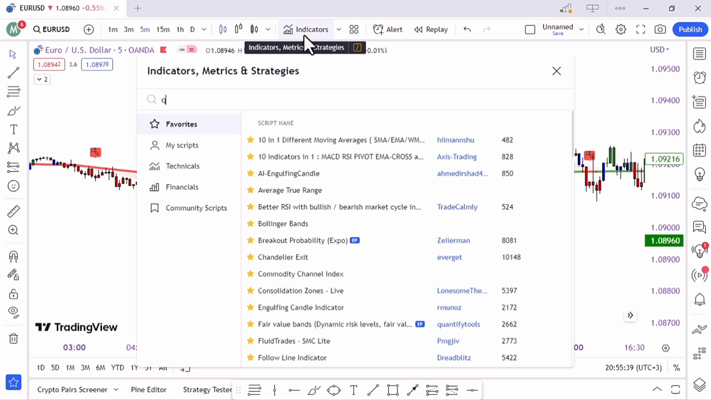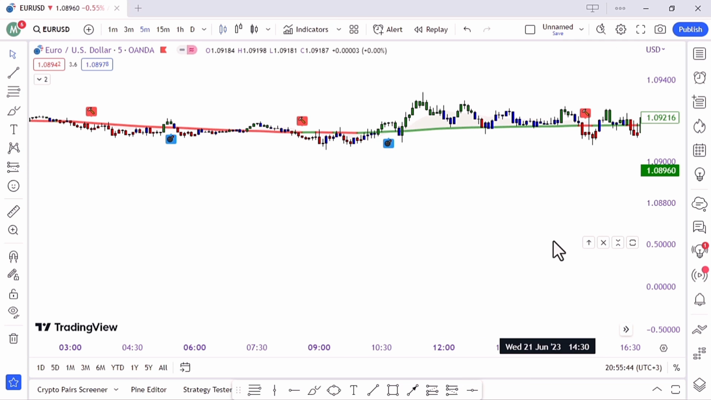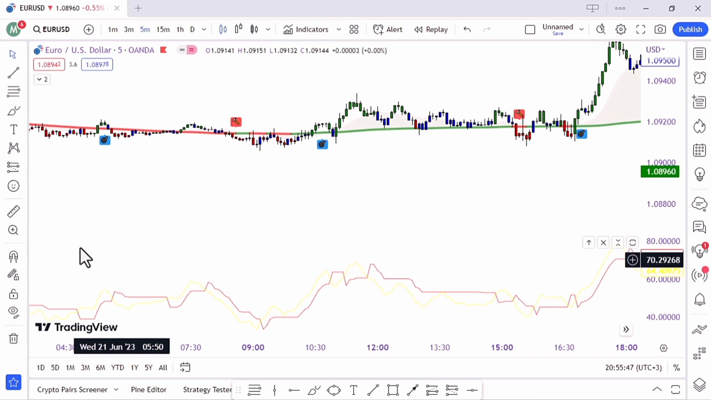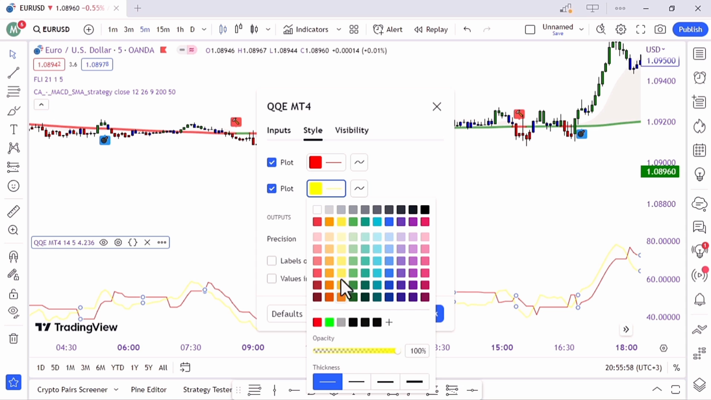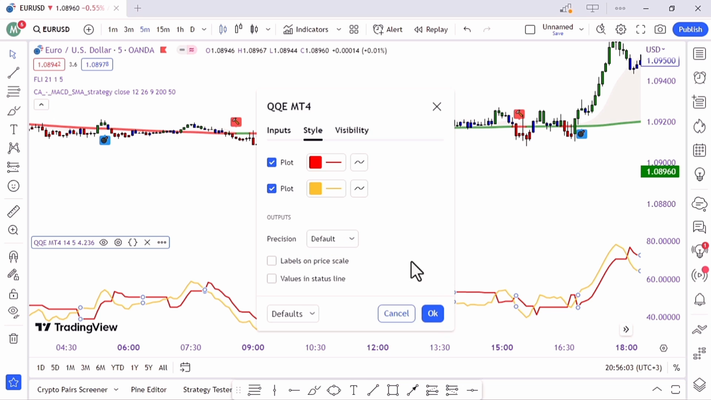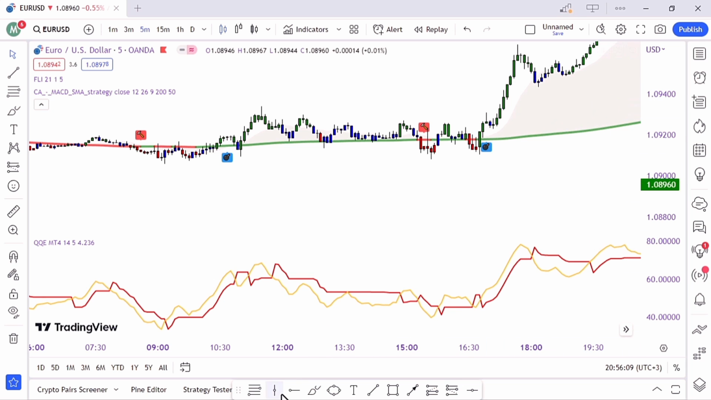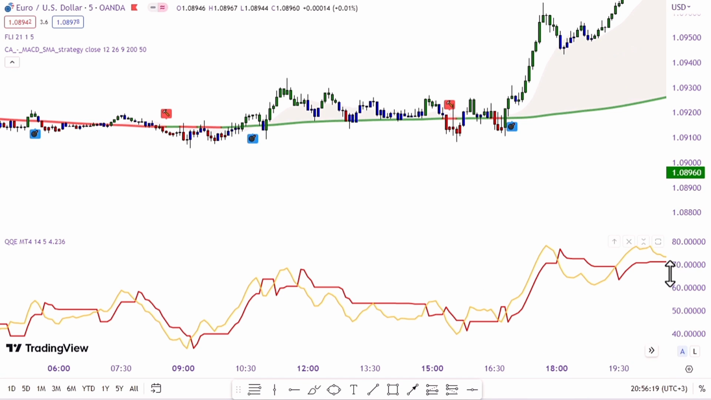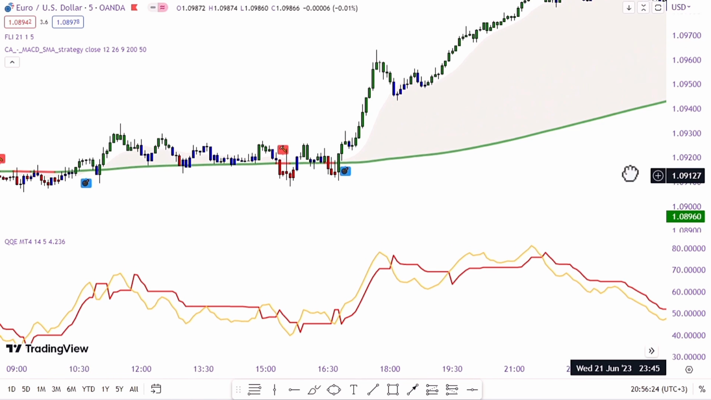This indicator is called QQE MT4, created by Glass. The QQE is primarily based on the Relative Strength Index or RSI and is smoothed with a Welles Wilder smoothing method. It consists of two lines, the QQE line, the main line, and the signal line. This indicator is super versatile and it can identify the trend, overbought, oversold levels, and entry and exit points. For our strategy, we'll use this tool in a very effective and unique way. So to confirm a long trade, all the rules that I mentioned previously must be met.